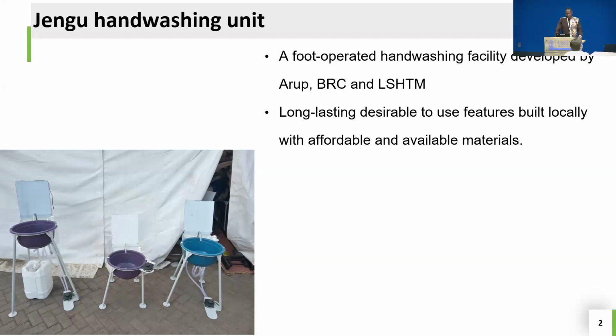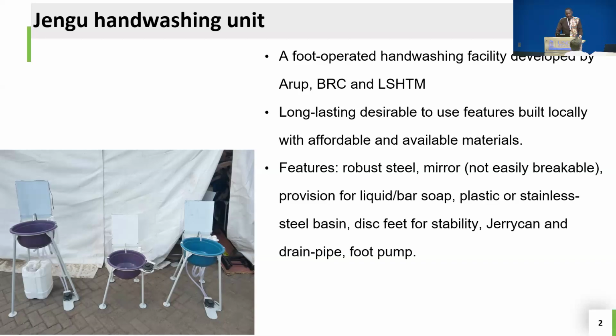More features: it's a long-lasting, durable facility built with affordable and locally available materials in the different contexts. Its components are robust, with a mirror, provision for liquid or bar soap, and plastic or stainless basins. It has a disc for stability, a jerry can, a drain pipe attached to both the jerry can and the hand washing basin, and a foot pump. The units are always attached together to deter theft, depending on the context.